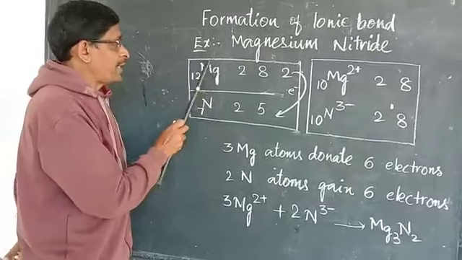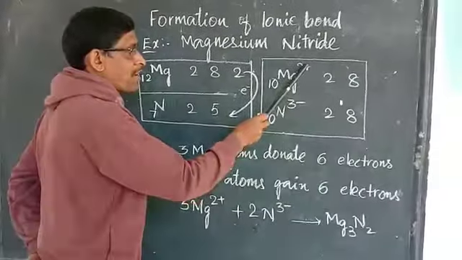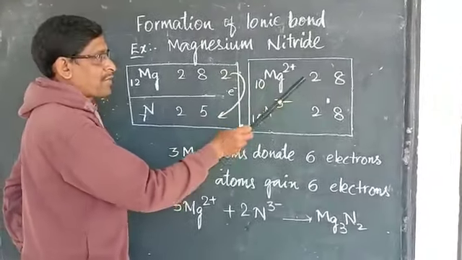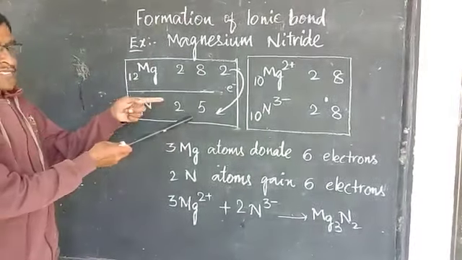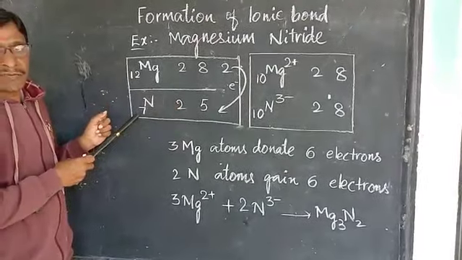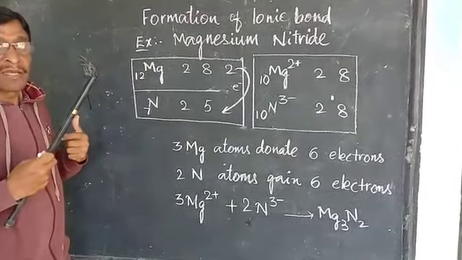By donating 2 electrons, magnesium becomes a magnesium ion. Its electronic configuration is 2, 8. But nitrogen is not satisfied. It takes only 2 electrons, but it wants 3 electrons.